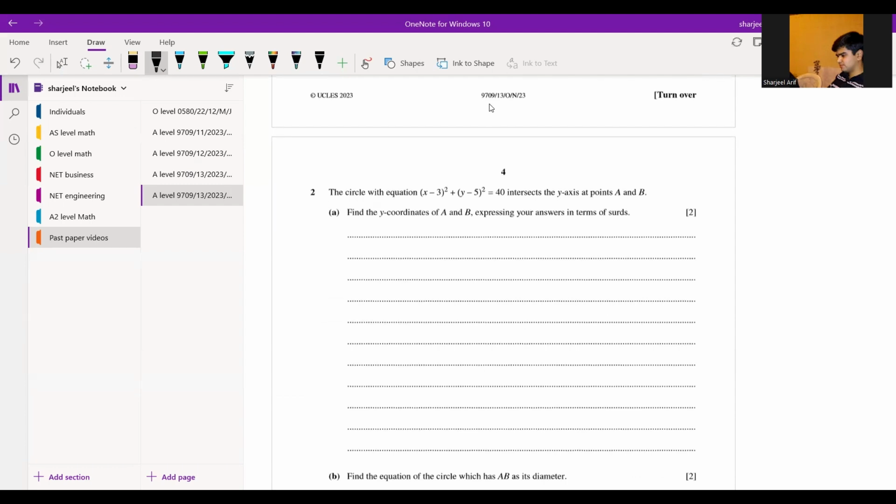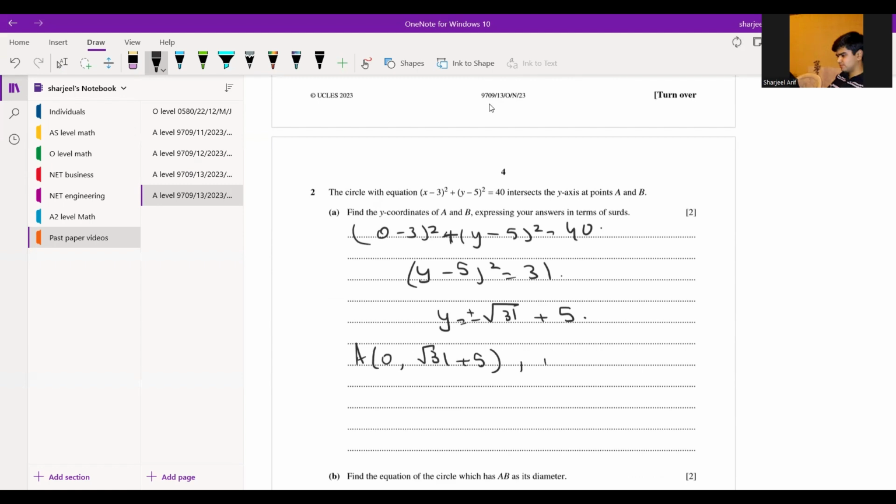For question number 2, we have the equation of a circle that intersects the y-axis at A and B. So we will substitute the value of x equal to 0 because on the y-axis x is 0. We will get the two values for y. So this will become (y - 4)² = 31, y = 4 ± √31... so the two coordinates are (0, √31 + 5) and (0, -√31 + 5).